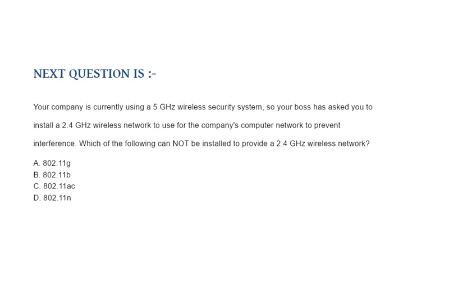Next question is, your company is currently using a 5 GHz wireless security system. So your boss has asked you to install a 2.4 GHz wireless network to use for the company's computer network to prevent interference. Which of the following cannot be installed to provide a 2.4 GHz wireless network?